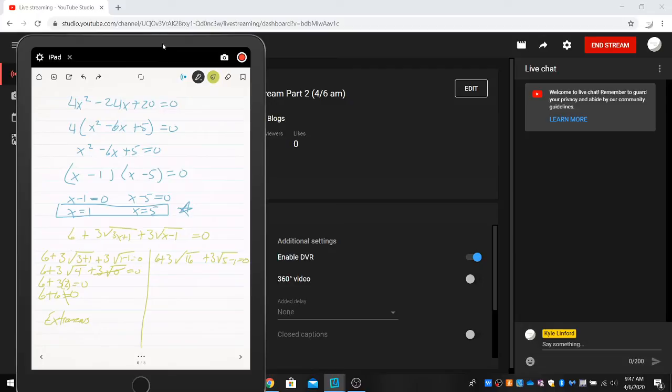Now let's take a look at 5 here. 6 plus 3 times, the square root of 16 is 4. And then 3 times 5 minus 1 is 4, so that's the square root of 4. We have 6 plus, that's a 12. 3 times root 4 is 2. So we have 6 plus 12 plus, well, that's just a 6 again.